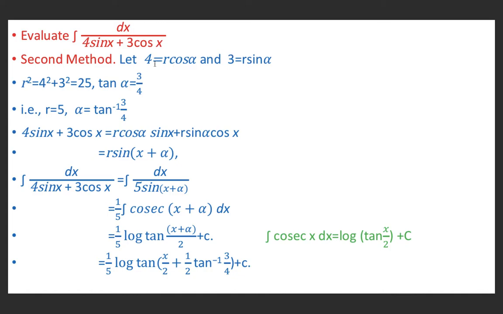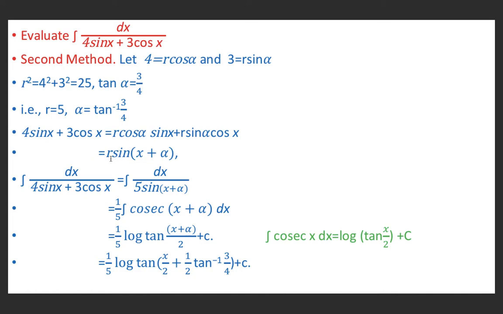If you divide these two, r sin alpha upon r cos alpha, r cancels out, tangent alpha is 3 upon 4. It means r is equal to 5 and alpha is equal to tangent inverse 3 upon 4. So we can write 4 sin x plus 3 cos x as r cos alpha sin x plus r sin alpha cos x. And we know that sin a cos b plus cos a sin b is sin of a plus b.